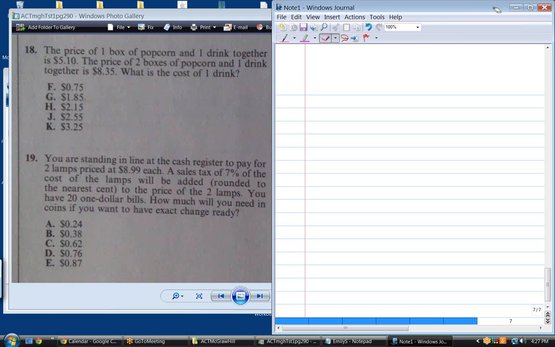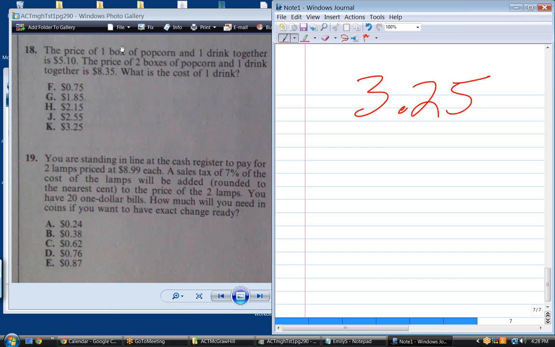Just subtracting the popcorns. In other words, the only difference between these 2 packages is 1 extra popcorn. So what's a box of popcorn cost? What's $8.35 minus $5.10? That's the difference in those 2 packages. $3.25. Yeah, that's the only difference, right?